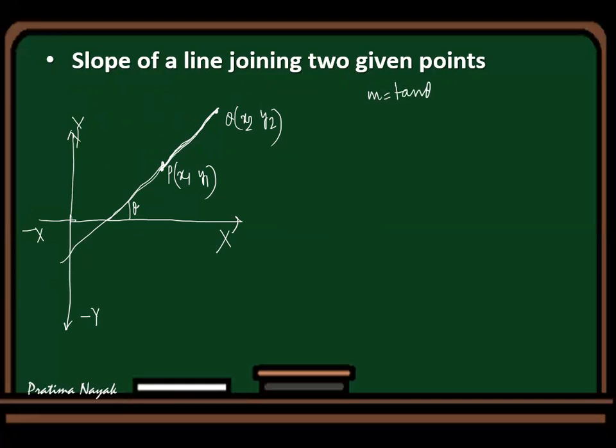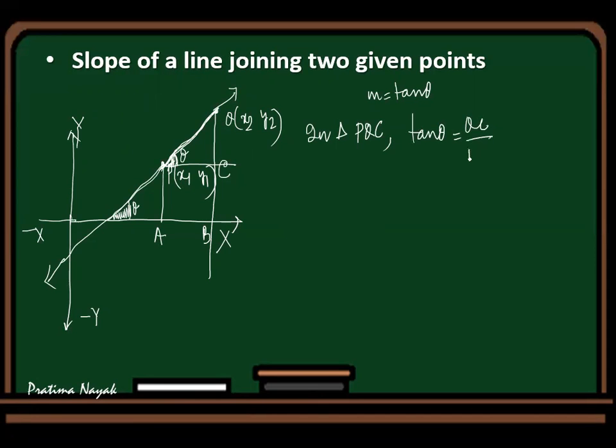I need tan theta. So for tan theta, let us make a triangle. How? I'm dropping the perpendiculars PA, QB and PC. If the line is making theta with positive x-axis, that means this angle QPC is also theta because they are corresponding. So in triangle PQC, I can get tan theta. How to get? Tan theta is equal to QC upon PC.